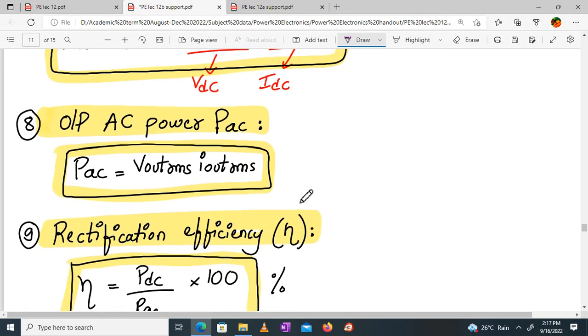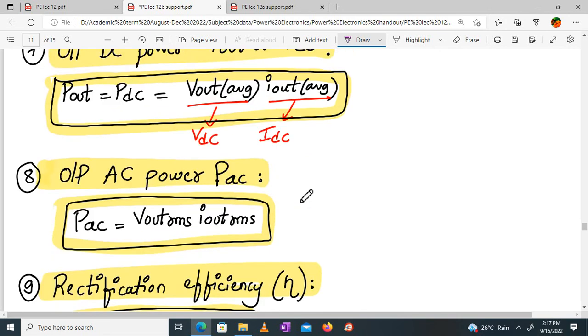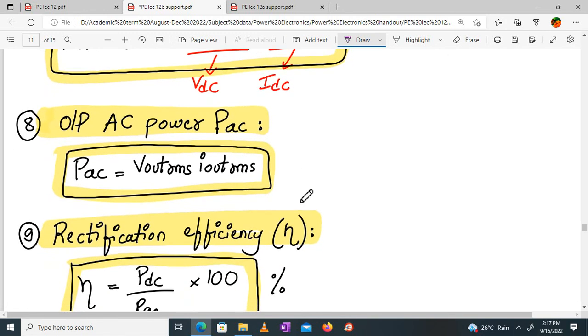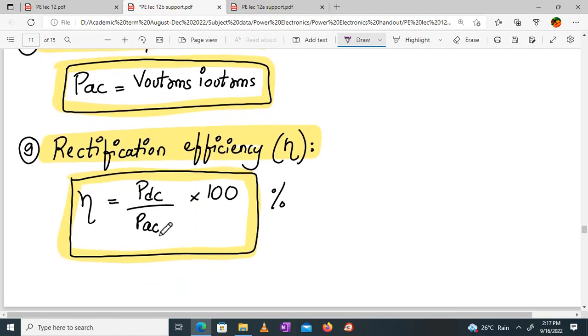अभी आउटपुट की बात कर रहे हैं ना, तो which parameters are they? आउटपुट परफॉर्मेंस पैरामीटर्स. जो इनपुट की बात करता है वो इनपुट परफॉर्मेंस पैरामीटर्स. What is efficiency? P DC upon P AC into 100. Rectification efficiency is P DC upon P AC into 100, and these are the formulas for P DC and P AC.